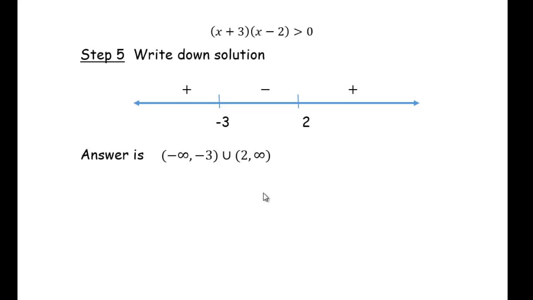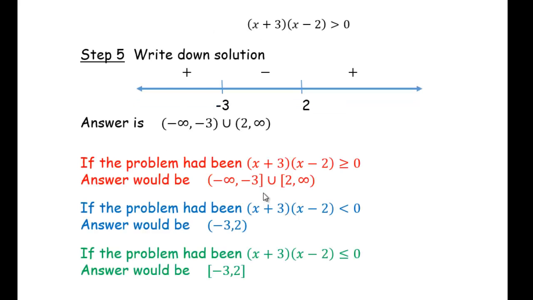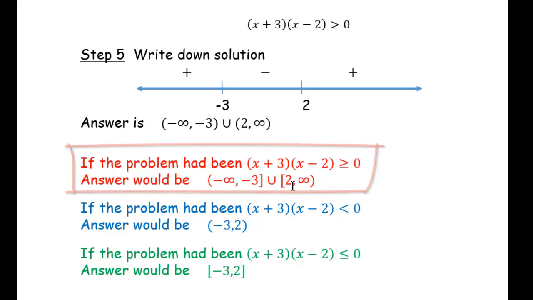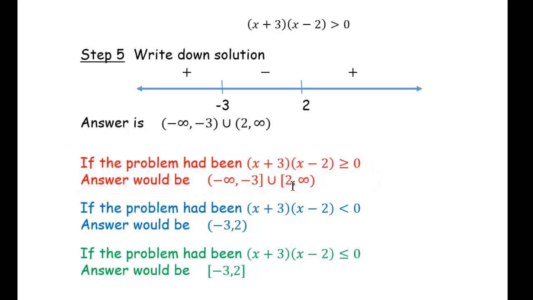Let me show you what your answer would have been if the problem had been a little bit different. So this is our problem. But if the problem had been solving (x plus 3)(x minus 2) greater than or equal to 0, then I would not only want the positives, but I would want these dividing numbers, because this is where the expression was 0, at -3 and at 2. So I want to include those in my solution interval, so I'd have a square bracket at the -3 and a square bracket at the 2. I should mention, infinity and negative infinity always get a round bracket by them, always.